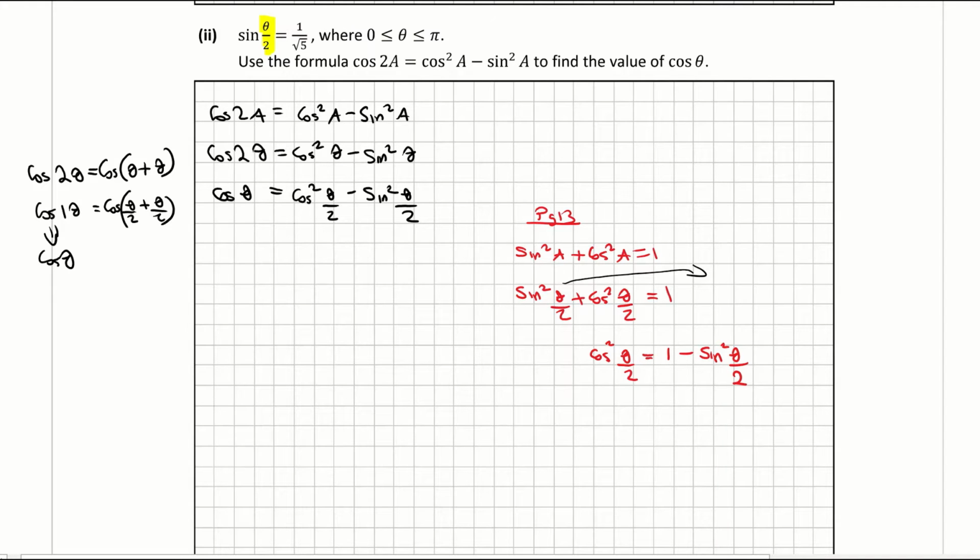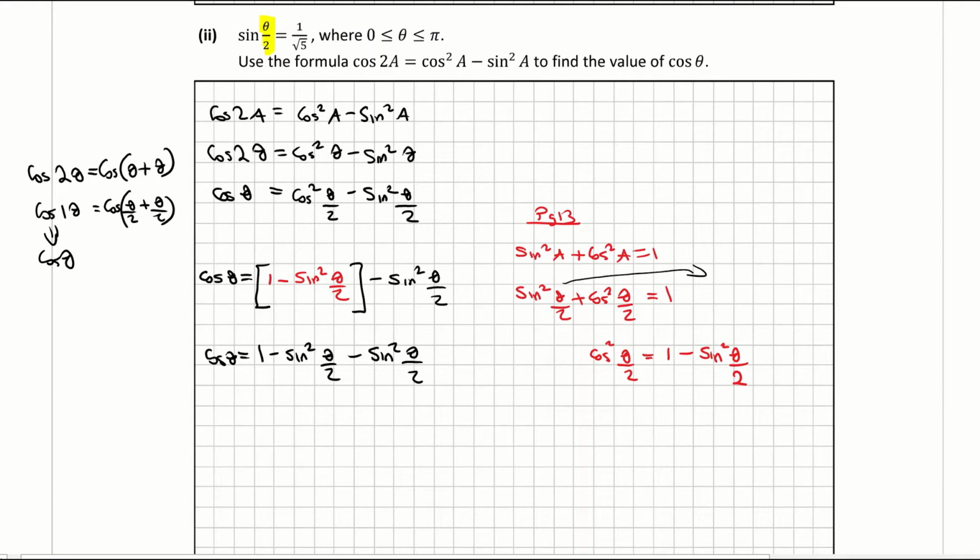So what I'm going to do now is substitute in 1 minus sine squared theta over 2 for cos squared theta over 2. So now I have cos theta is equal to, and instead of calling it cos squared theta over 2, I'm going to call it 1 minus sine squared theta over 2, minus sine squared theta over 2. Taking that out of the bracket gives me cos theta is equal to 1 minus sine squared theta over 2 minus sine squared theta over 2.